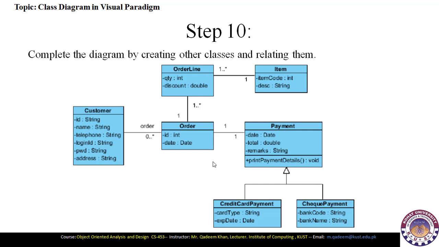Now after doing all these steps, this will be your complete class diagram in Visual Paradigm. Here you can see that you can create as many classes as you want. So complete the class diagram by creating other classes and relating them with each other. This will be your class diagram at the end, when all these steps have been performed. You can create the class diagram according to your project as well.